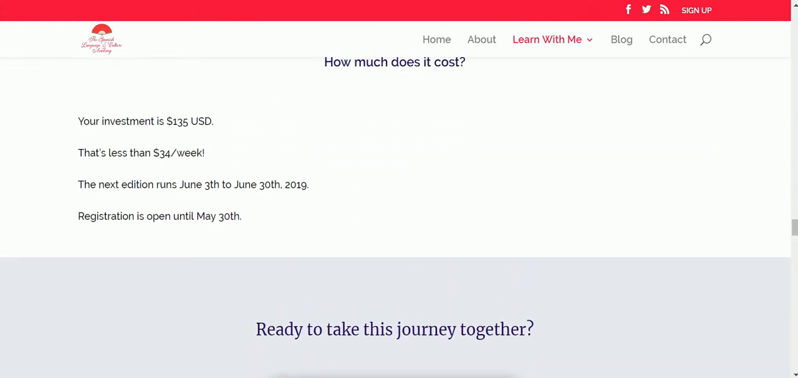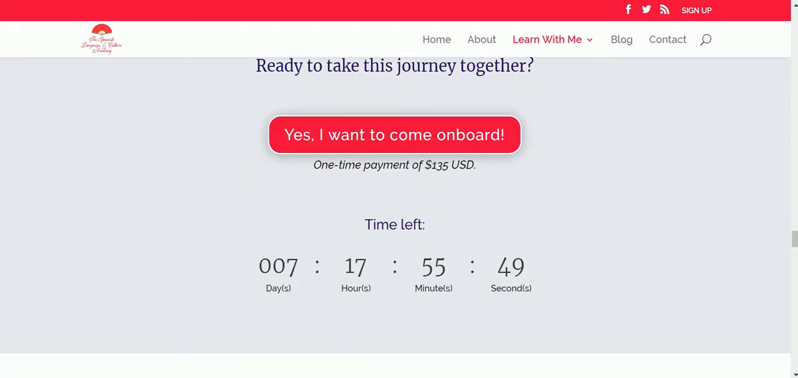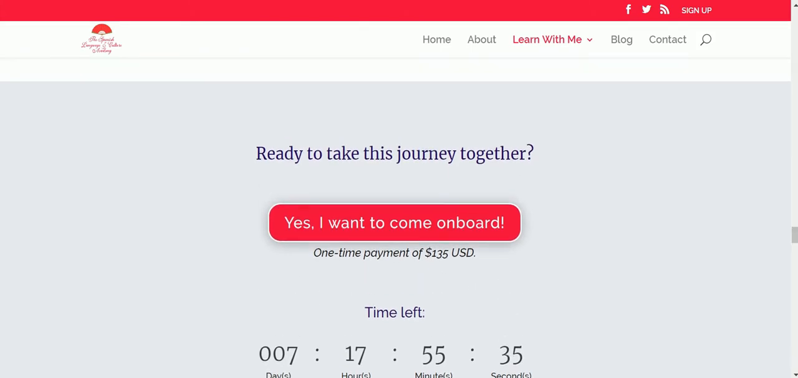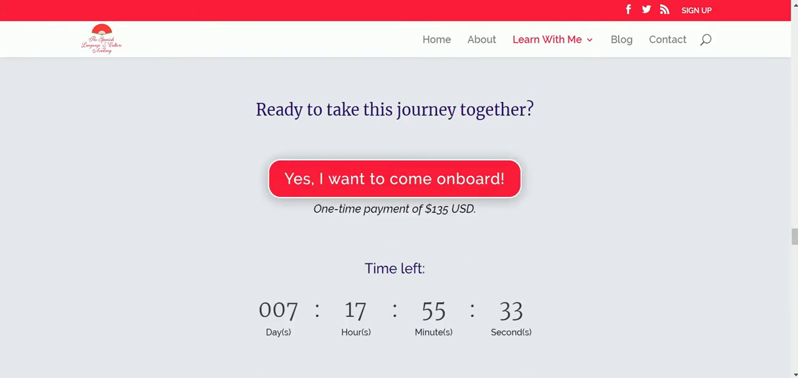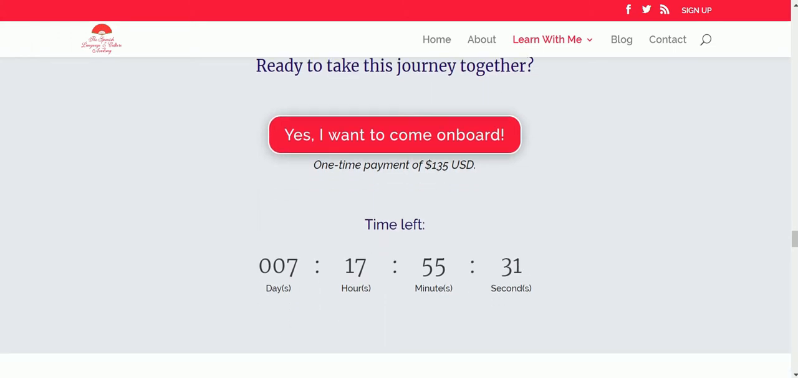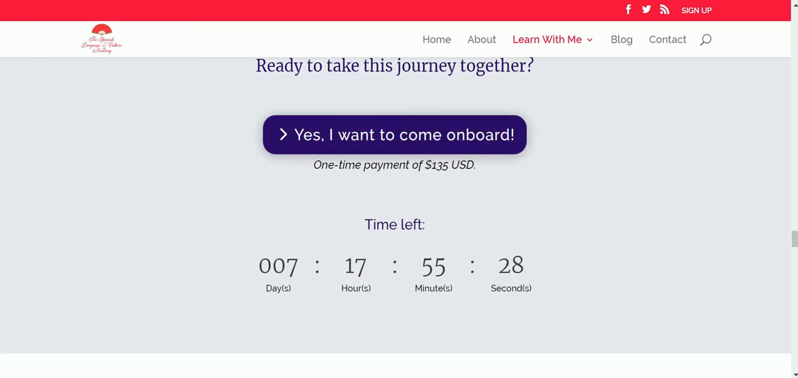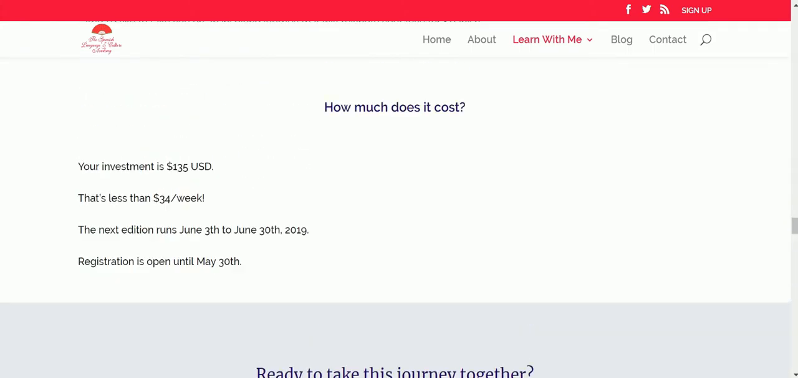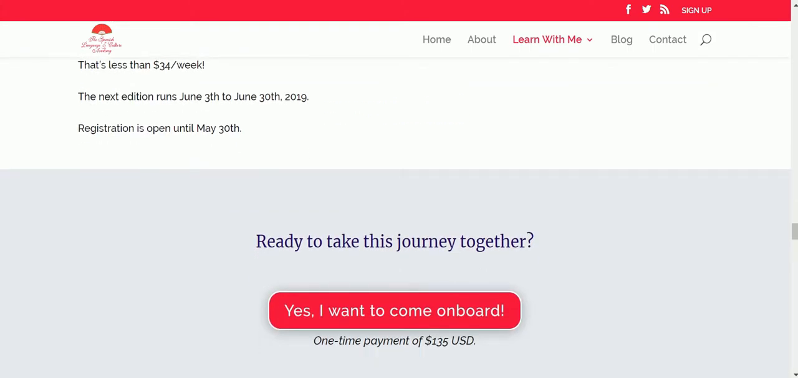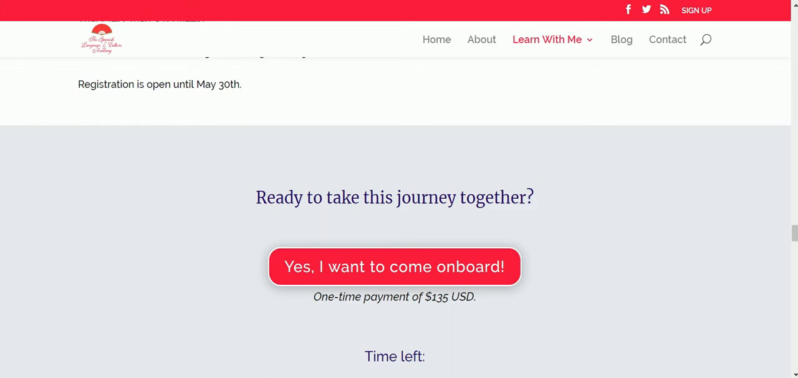"Edition runs to June, registration is open." Okay, but once again, "time left" till what? You should rather say "registration closes in", so they know. Because "time left" is out of context, it's separated from how much does it cost, and they are like, time left to what? And the button comes after the timer. So this needs some rearrangement to make it more enticing and more compact, so they don't lose the context.